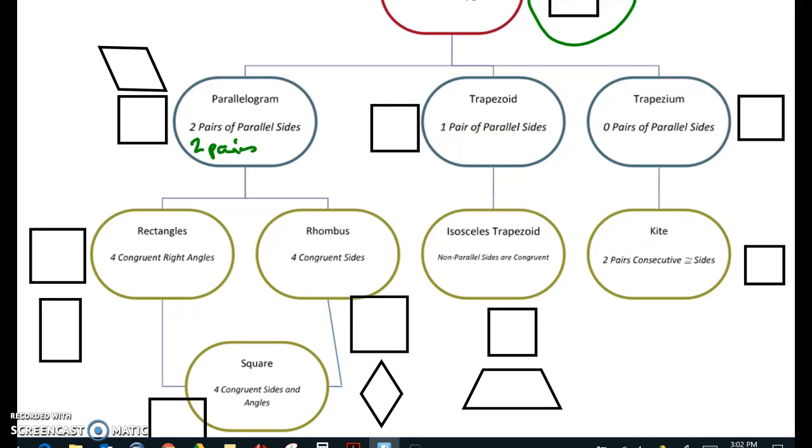We can also mark a parallelogram because they have two pairs of congruent sides. So what that means is I could mark these sides congruent and these sides congruent. Notice that they're opposite congruent sides. I really should write the word opposite in here. Sorry, guys. Opposite congruent sides.